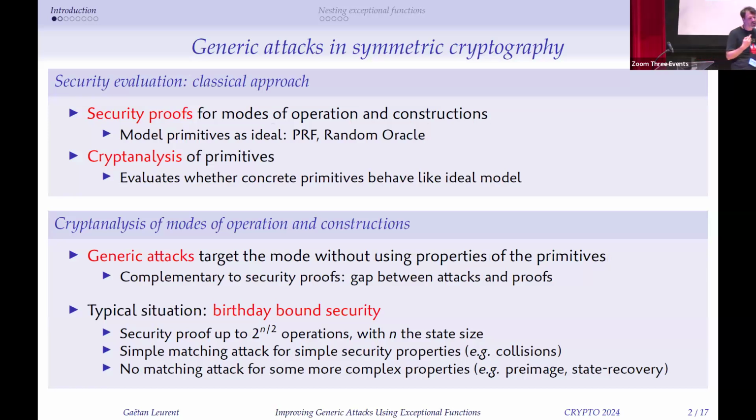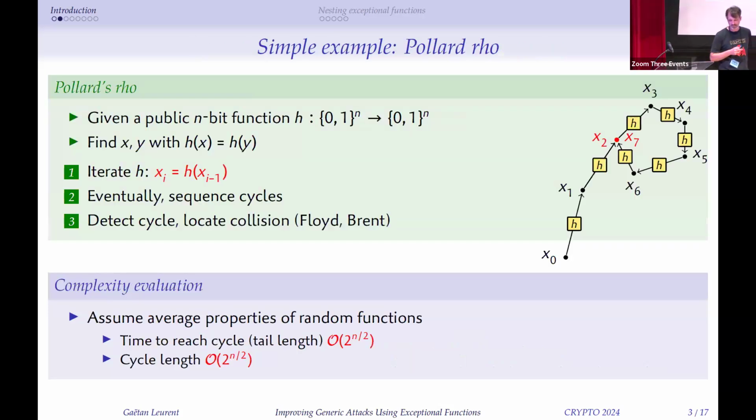Typically, the constructions we use in symmetric crypto reach birthday bound security, meaning that we have a proof as long as the attacker performs less than 2 to the n over 2 operations, where n is the state size. Sometimes we have a matching attack, but sometimes we don't. In particular, for more complex constructions or more complex security notions, we don't always have a matching attack, and that's where it's interesting to look at this type of generic cryptanalysis.